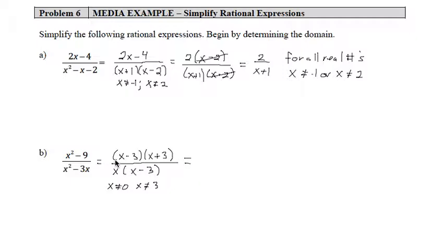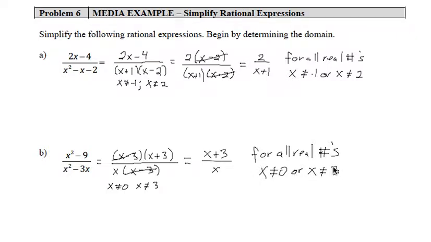So when I simplify this, x minus 3 over x minus 3 simplifies to 1. I'm left with x plus 3 over x, and this simplification works for all real numbers, x not equal to 0, or x not equal to 3. Or you could also say for all real numbers except 0 or 3. Either way is fine.